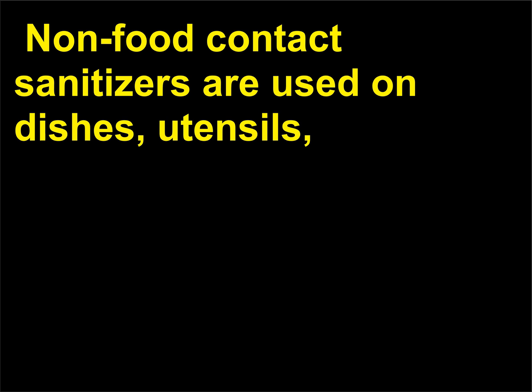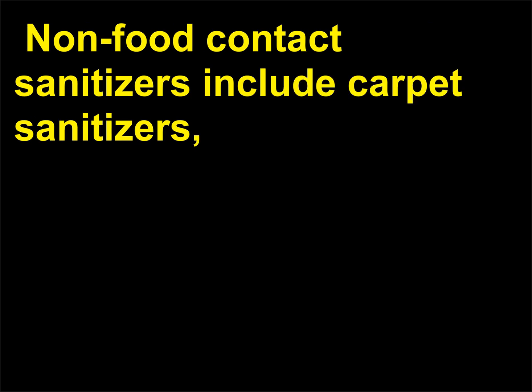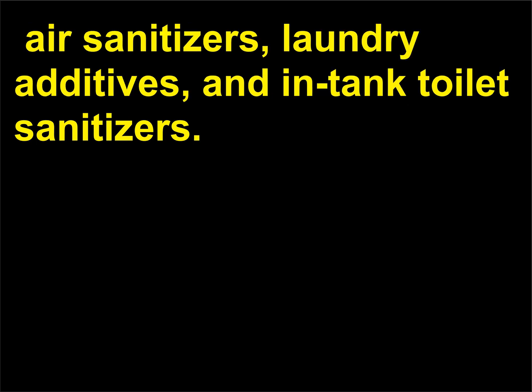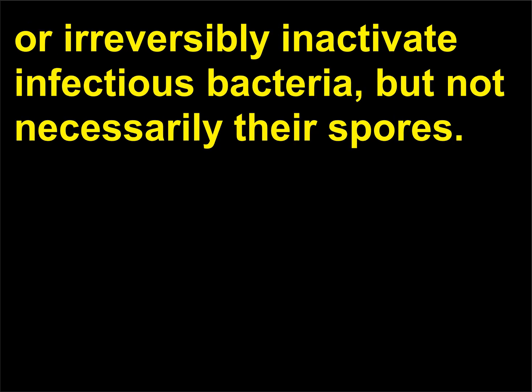Food contact sanitizers are used on dishes, utensils, and equipment found in dairies and food processing plants. Non-food contact sanitizers include carpet sanitizers, air sanitizers, laundry additives, and in-tank toilet sanitizers. Disinfectants are used on hard, inanimate surfaces and objects in order to destroy or irreversibly inactivate infectious bacteria, but not necessarily their spores.